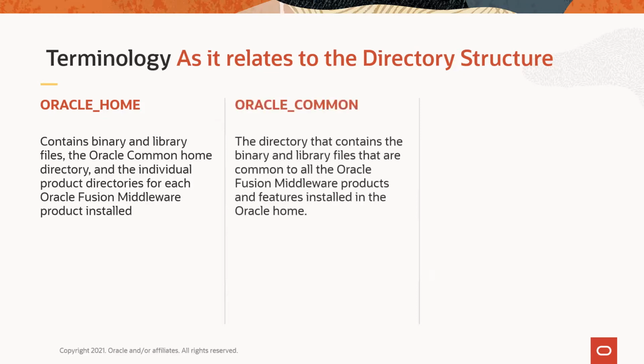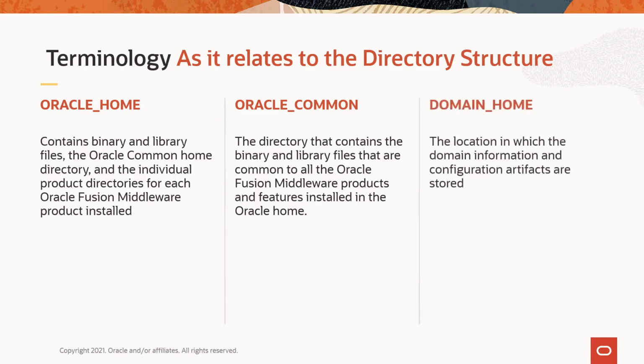The Oracle_common is a directory that contains the binary and library files that are common to the Oracle Fusion Middleware products and features installed in the Oracle Home. In addition, the Oracle Common Home directory includes the files required for common tools such as Oracle Enterprise Manager Fusion Middleware Control, the WebLogic scripting tool, the configuration wizard, and other tools. There is only one Oracle Common directory within each Oracle Home.